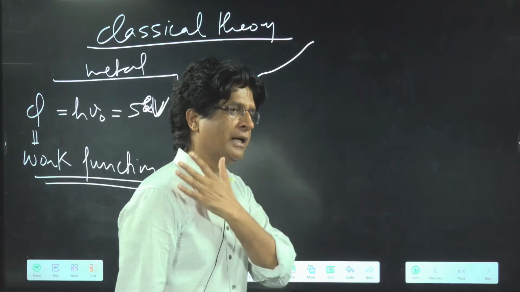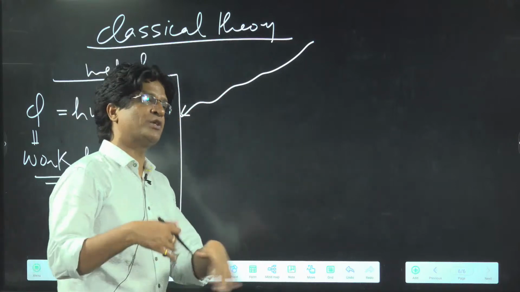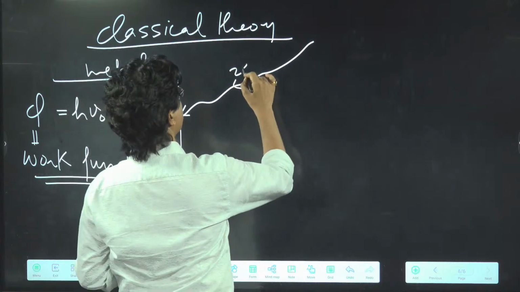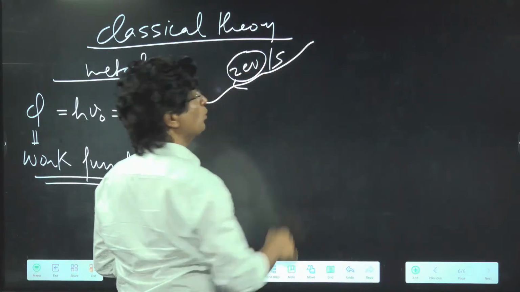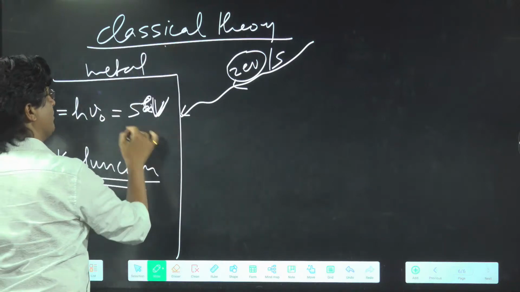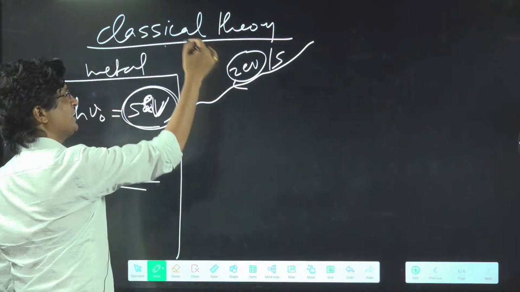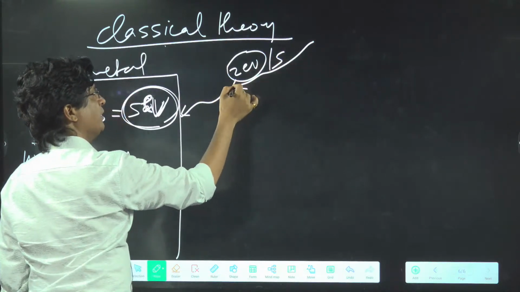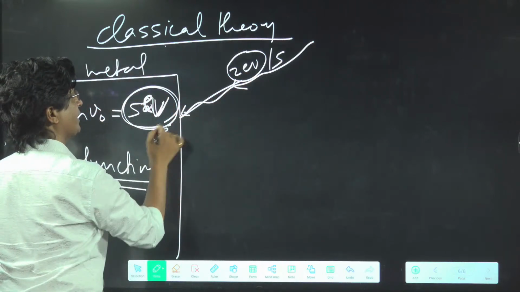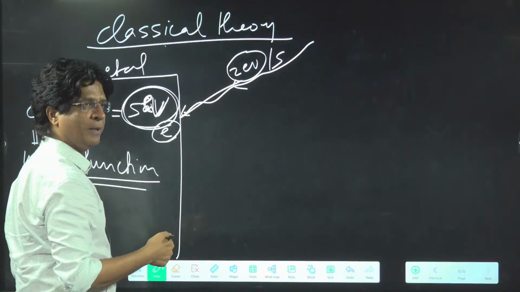Light is a wave, and waves are continuous in nature, so it will be carrying the energy continuously. So I'm assuming that this light which is coming is bringing, say, 2 electron volt energy per second. Now according to classical theory, the minimum energy required to eject the electron is 5 electron volt, while this light is coming with energy of 2 electron volt per second. That means this electron will keep on absorbing the energy at a rate of 2 electron volt per second.